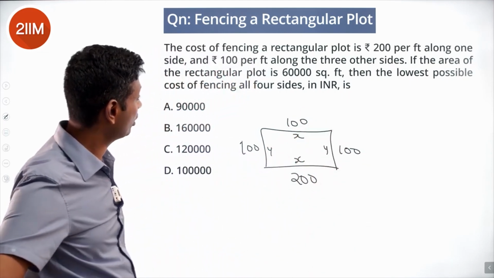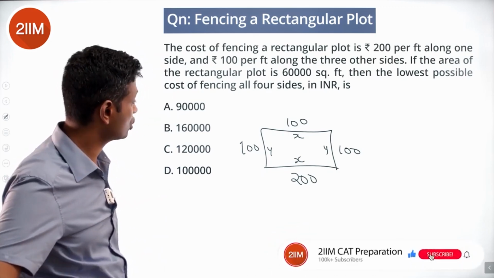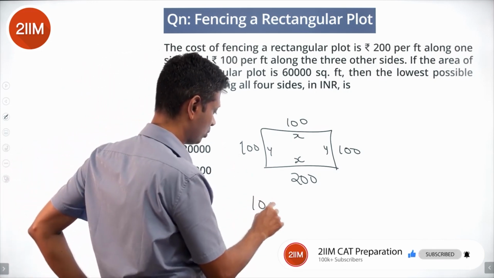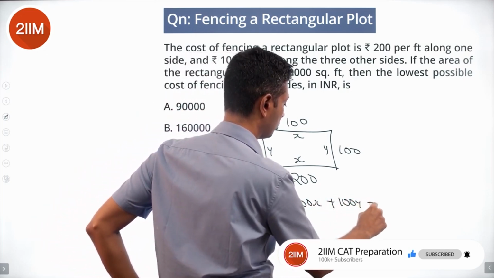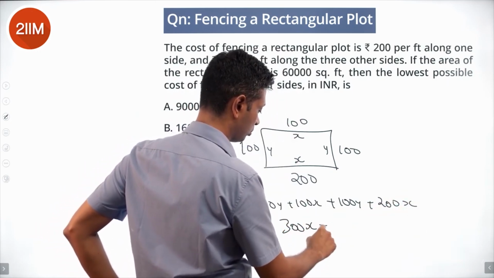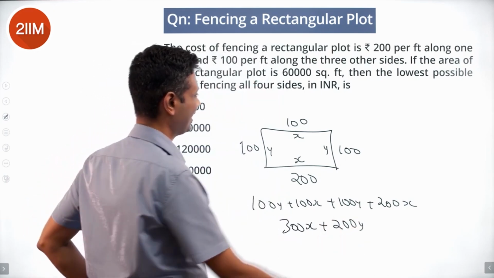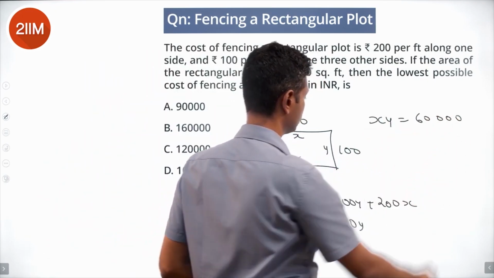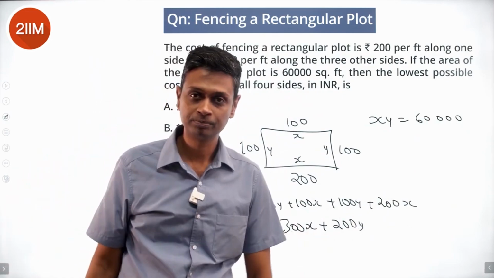If the area of the rectangular plot is 60,000 square feet, then what is the lowest possible cost of fencing all four sides in INR? The cost of fencing would be 100Y plus 100X plus 100Y plus 200X, or 300X plus 200Y. We know that X into Y, the area, is 60,000. We want to find the minimum possible value of 300X plus 200Y.